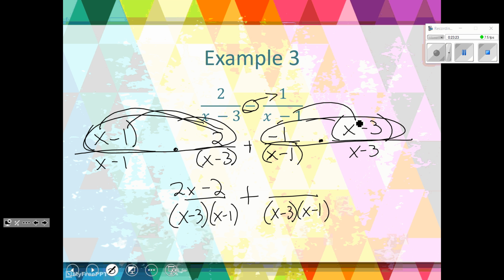Do you see where this came from, as far as helping us with our signs? If I didn't copy, change, I would have just done 1 times each of those, and then my signs would be all wrong. Do you understand what I'm saying? It'd get really confusing. So that's why we gave it a negative 1. Negative 1 times x is negative 1x. Negative 1 times negative 3. Positive 3.